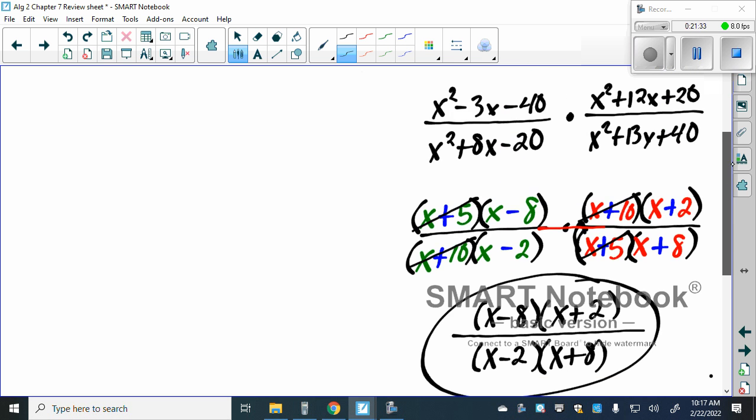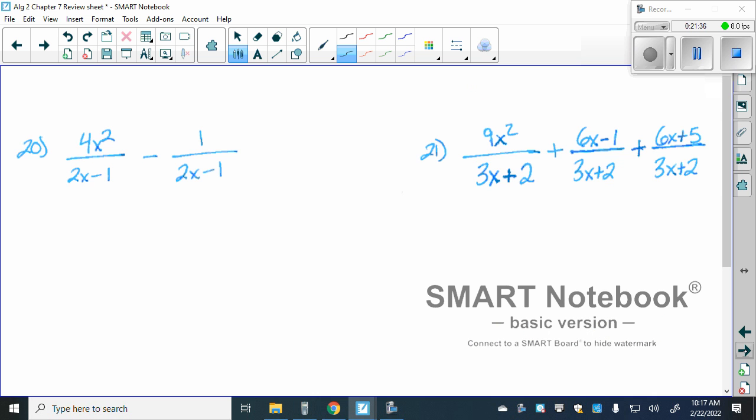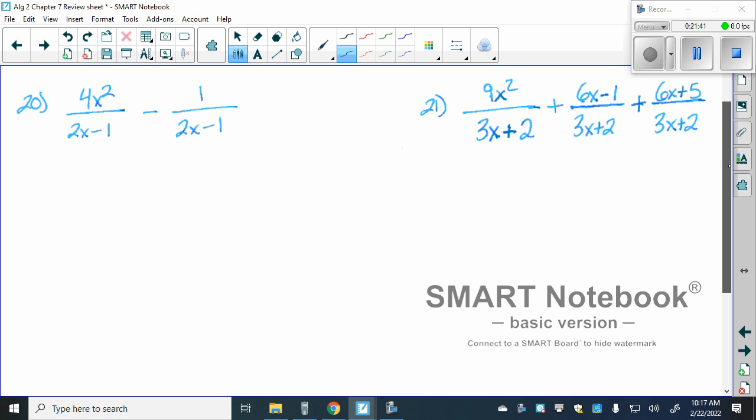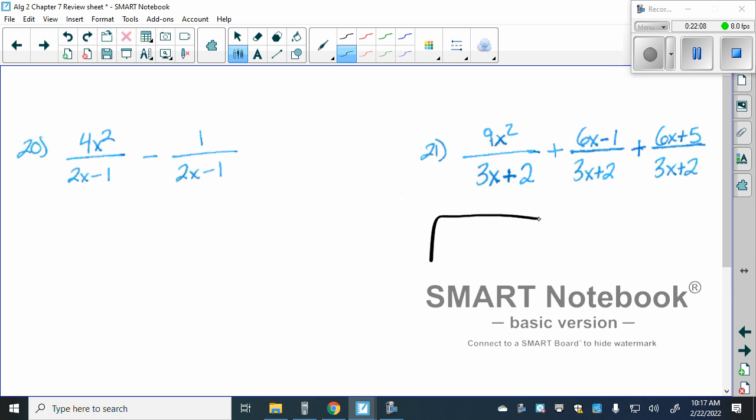Yes. And that was question 19. Yes, that's actually the next one that I had. Now with addition and subtraction, we didn't do two multiplication or division, because once we change and flip, it's essentially multiplication. With addition and subtraction, if the denominators are the same, we can add or subtract the numerators. Well, with 21, the denominators for all three are 3x plus 2. It is handy. So since it's addition all the way through, we can just add the numerators.